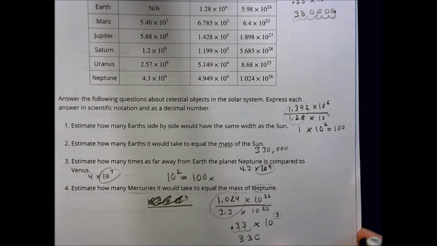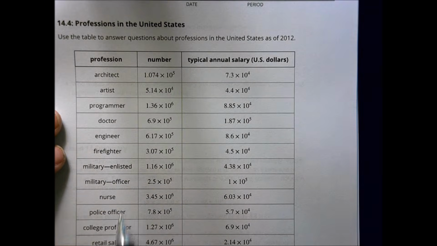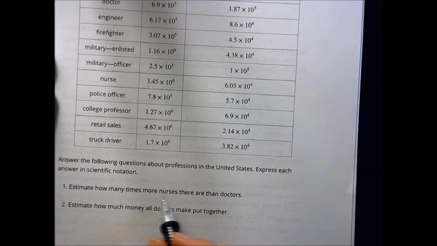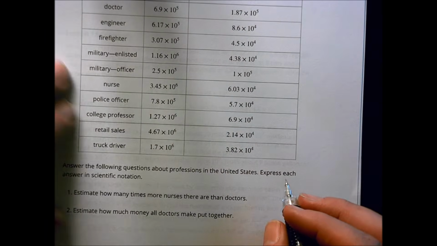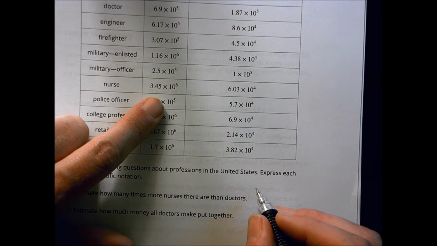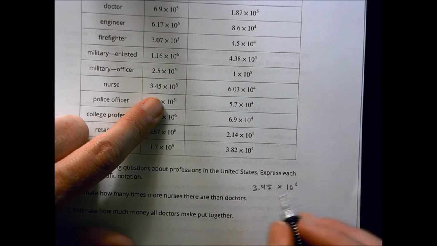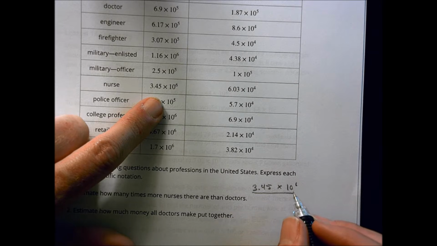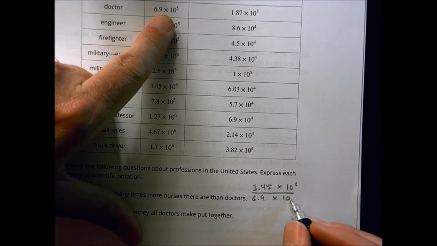Okay, well, let's do another set of practice ones. Again, today is a lot of practice, and so is tomorrow. Professions in the United States: we have architect, artist, programmer, lots of professions, the number of people in each, and their typical salary. So estimate how many times more nurses there are than doctors. For nurses, in this case, we're sitting at 3.45 times 10 to the 6, and we're going to divide that by the number of doctors, which here is 6.9 times 10 to the 5th.